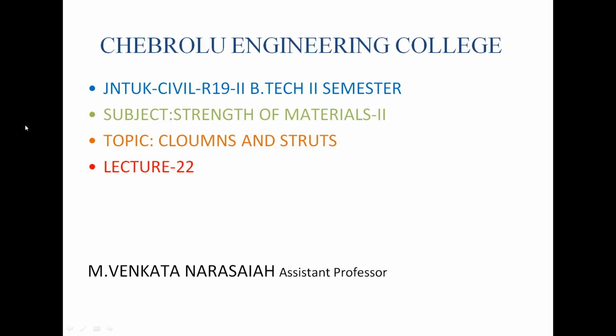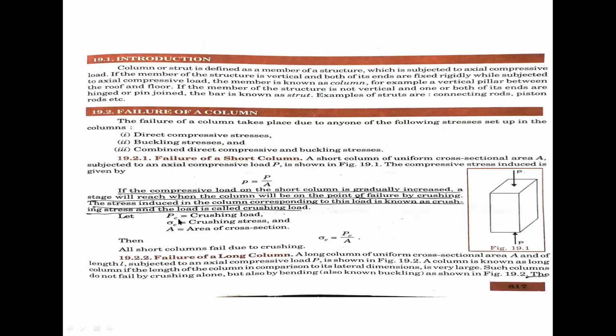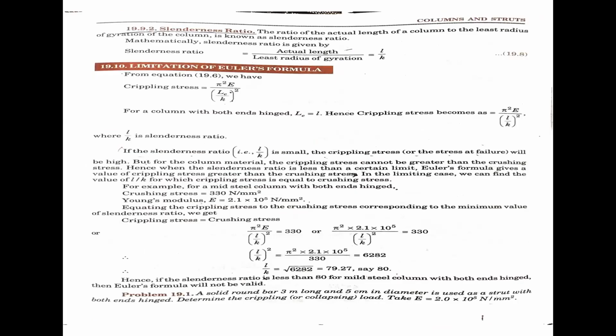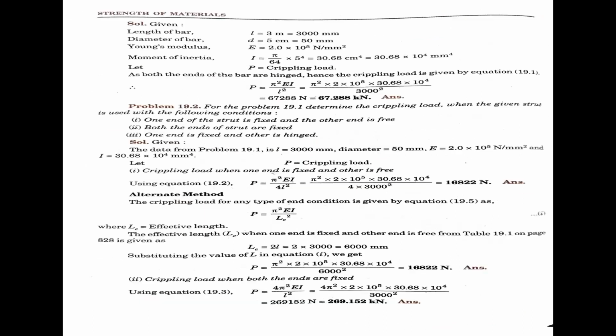The subject is strength of materials, second BTech second semester. Now I will explain the example problems. Last class I explained different example problems for Euler's formula and the limitation of Euler's formula. Follow Table 19.1 and calculate the crippling load and the factor of safety. Last class I explained example problem 19.3. Now I will explain 19.4.